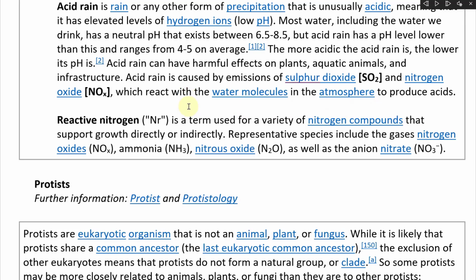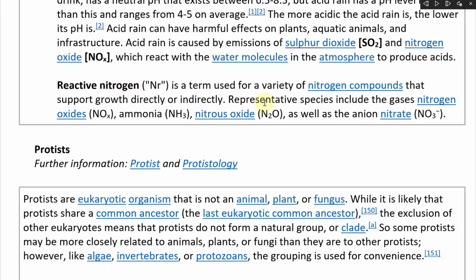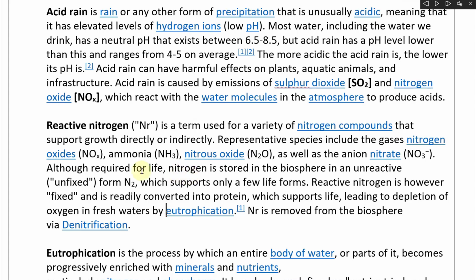Acid rain can have harmful effects on plants, aquatic animals, and infrastructure, and it is caused by emissions of sulfur dioxide, or SO2, and nitrogen oxides, or NOx, which react with the water molecules in the atmosphere to produce acids. Interesting. And reactive nitrogen, or NR, is a term used for a variety of nitrogen compounds that support growth directly or indirectly. Representative species include the gases nitrogen oxides, NOx, ammonia, NH3, and nitrous oxide, N2O, as well as the anion nitrate, NO3.